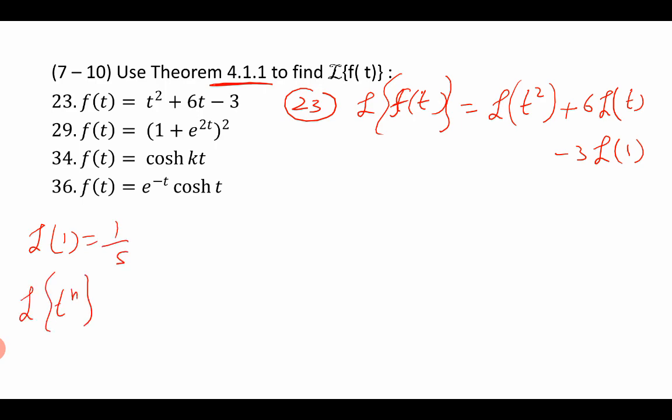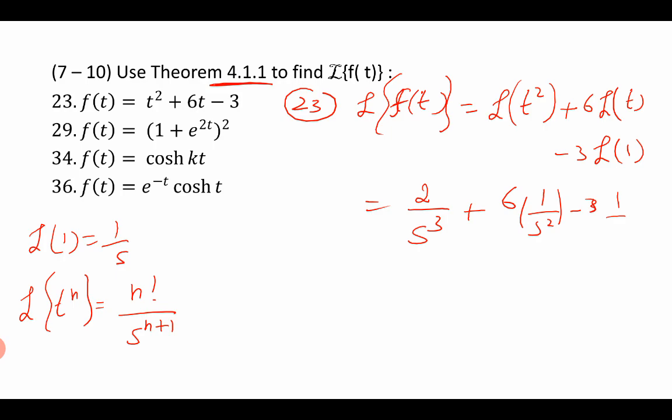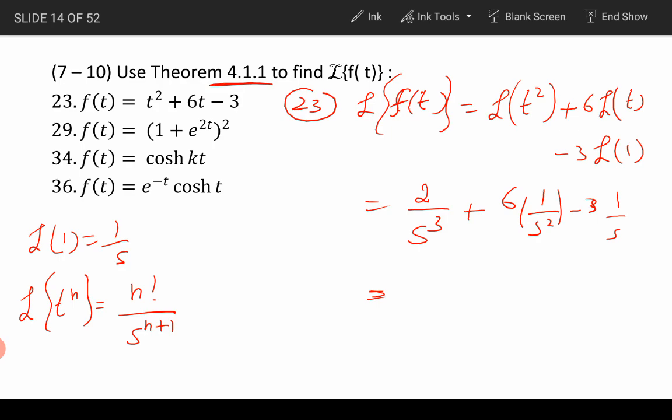What is the Laplace transform of t power n? Which is n factorial divided by s power n plus 1. So for t square, 2 factorial is 2, divided by s cube. 6 times the Laplace transform of t power 1 is 1 over s square, minus 3 times the Laplace transform of 1, which is 1 over s. So that's the answer.